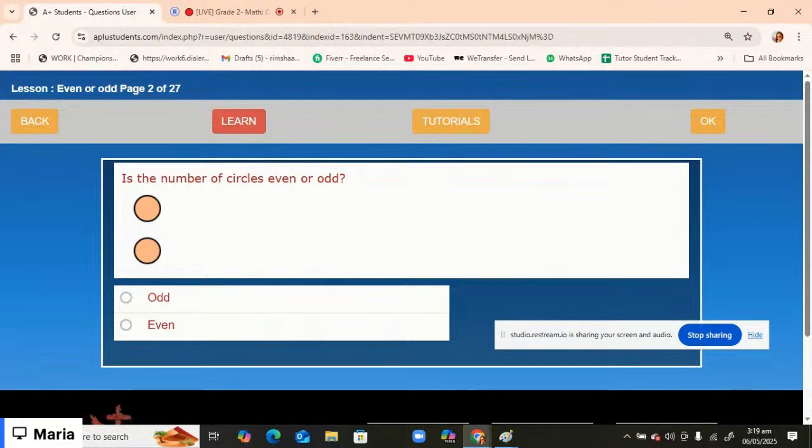Is the number of circles even or odd? Check it out. Is there any shape left as a single? Then tell me, everyone, if there is any shape left. If there is any shape left as a single, this is odd. So no shape is left. So this is even again.